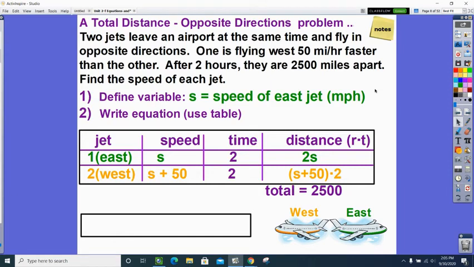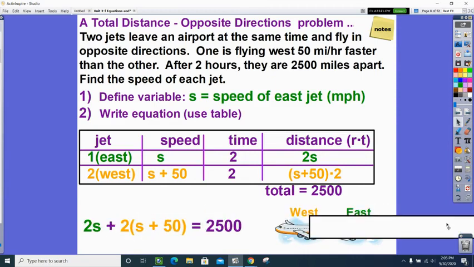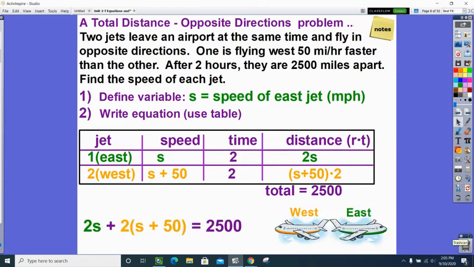So there's another number up here. Do you see it? The east jet's distance and the west jet's distance have to combine to get the total distance that they have gone apart. So distance 1 plus distance 2 will equal the total distance. And now we're off to the races with our algebra steps. So distributive property and like terms.